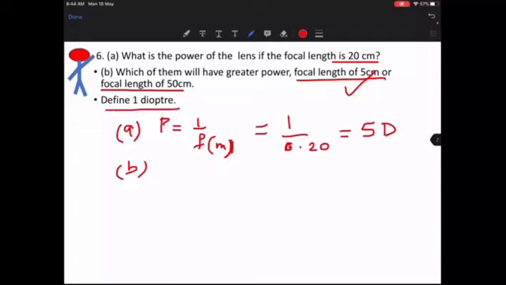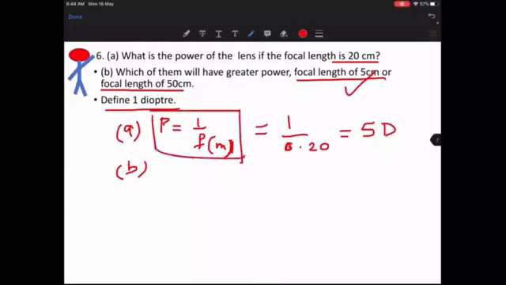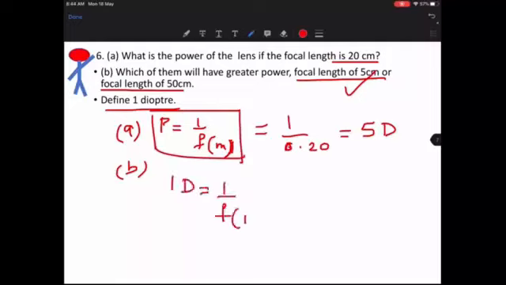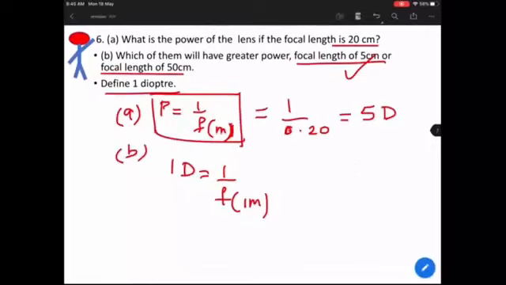Next question, define one diopter. So first, whenever any simple definition is asked to you, you have to write the formula. So the formula is power is equal to 1 upon F. So if the power is 1 diopter, then the focal length has to be 1 meter. So now how will you define this? 1 diopter is the power of that spherical lens whose focal length is 1 meter. Very, very important. Okay, you need to know the definition of 1 diopter.